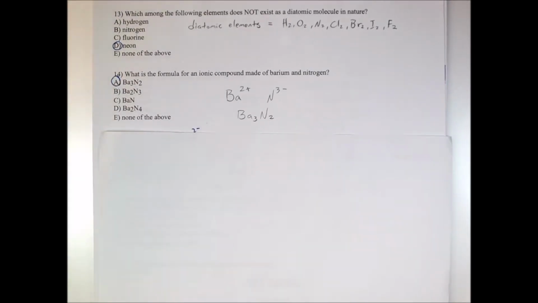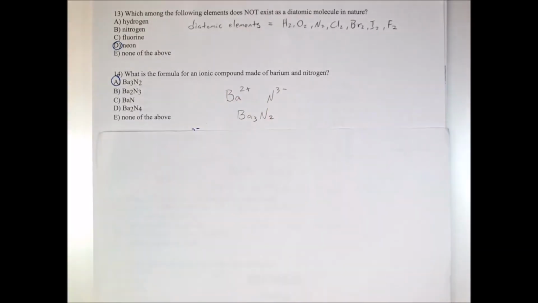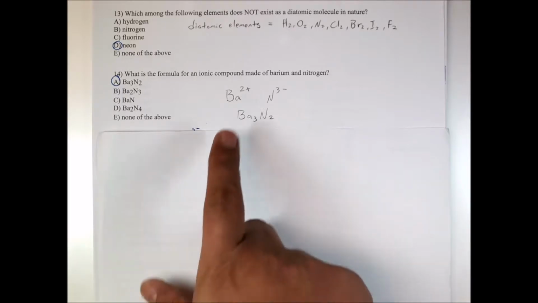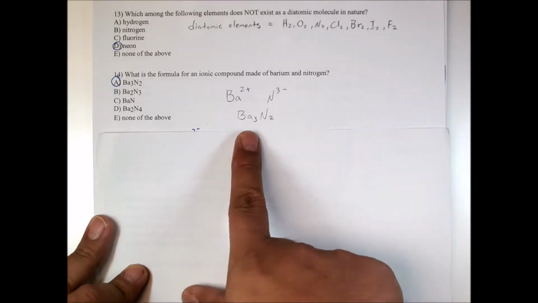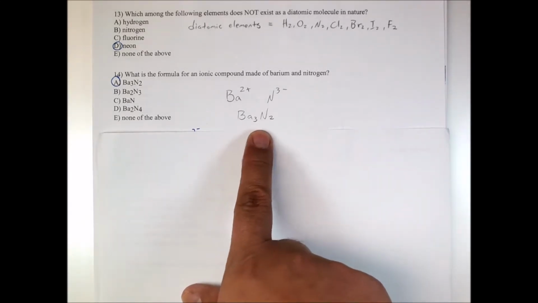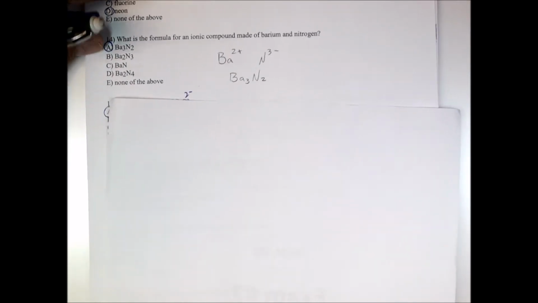All right, next one here, what is the formula for an ionic compound of barium and nitrogen? Both of these elements have common charges, which I wrote here, which we can get from which group number they're in. And then doing the cross method, I get Ba3N2. That does not reduce any further. We're good. All right, choice A.